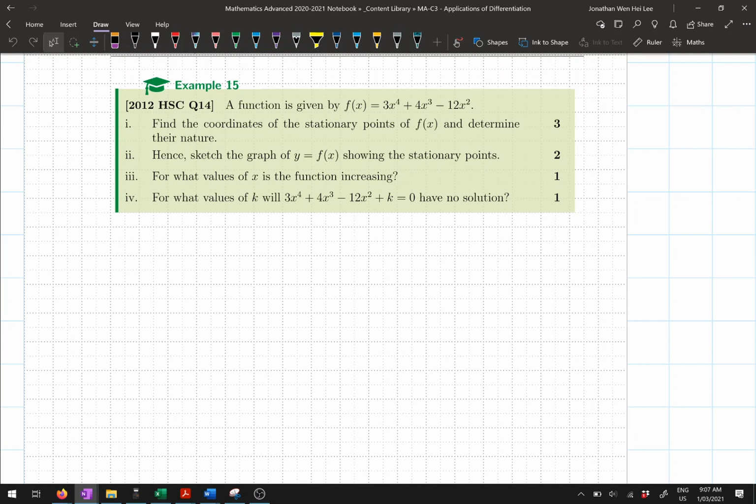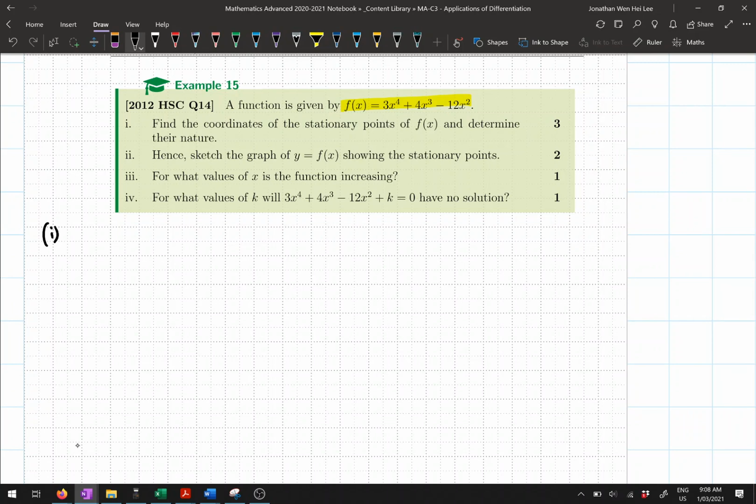Okay, here we go. Question. Okay, a function is given by this particular equation. So we've got f of x is equal to 3x to the power 4 plus 4x to the power 3 minus 12x squared. First part. We want to find the coordinates of the stationary points and determine their nature.